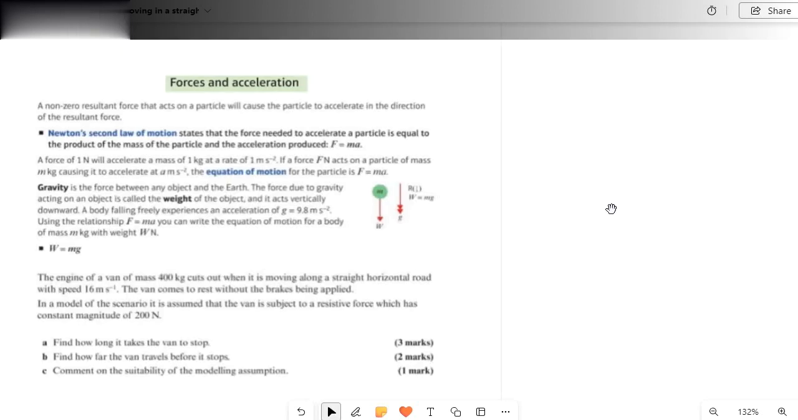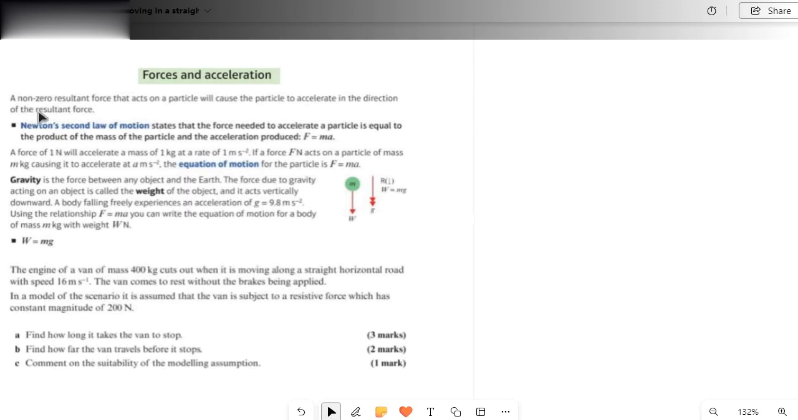So now let's move on to the section on forces and acceleration. A non-zero resultant force that acts on a particle will cause the particle to accelerate in the direction of the resultant force. Newton's second law of motion states that the force needed to accelerate a particle is equal to the product of the mass of the particle and the acceleration produced, which is F is equal to ma, which was also mentioned in our previous video. A force of 1 newton will accelerate a mass of 1 kg at a rate of 1 meter per second squared. If a force F newtons acts on a particle of mass m kg, causing it to accelerate at a meters per second squared, the equation of motion of the particle is F is equal to ma.